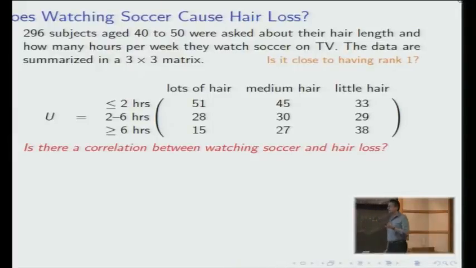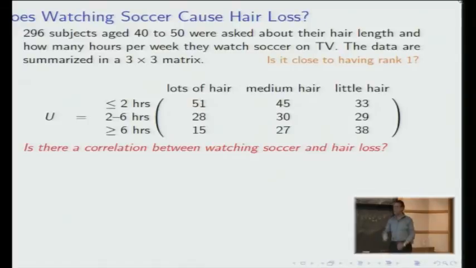A question you might ask is, is there a correlation? Before we get to causation, let's talk about correlation. Is there a correlation between watching soccer and losing your hair? Well, suppose these two things were independent. What would that mean for our matrix? That would mean it's a rank 1 matrix. So independence is rank 1. The probability of having a soccer state i and hair state j is the product of the respective probabilities. So for perfect independence, we would have a rank 1 matrix.